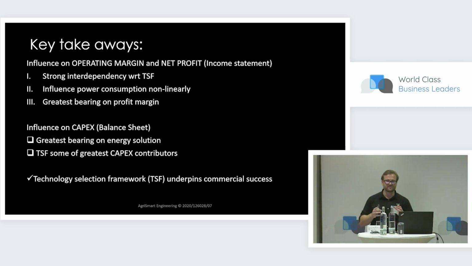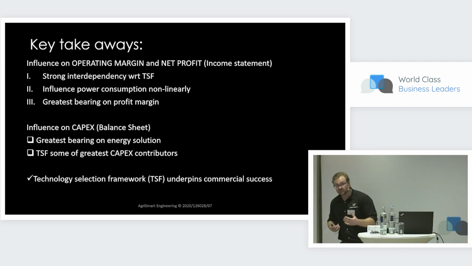When you look at something which is essentially the optimization of your biological process on which you build your business, it's already very important. When you now take into consideration that it's got the greatest bearing on your operating margin and on your capex, you see that it is absolutely the most important consideration for any entity who concerns themselves with cultivation and production. In short, your technology selection framework underpins your commercial success.